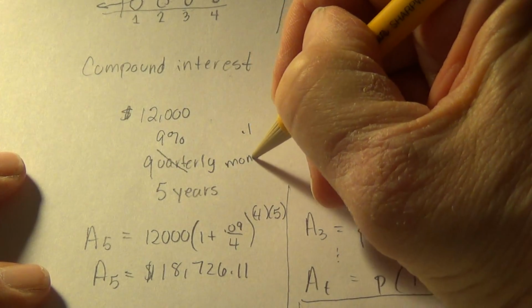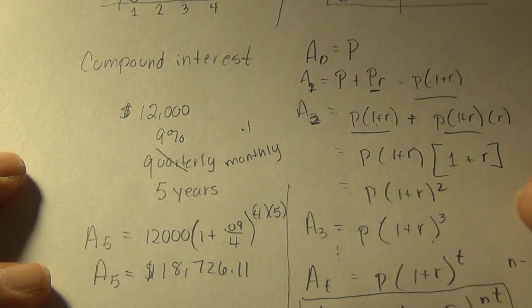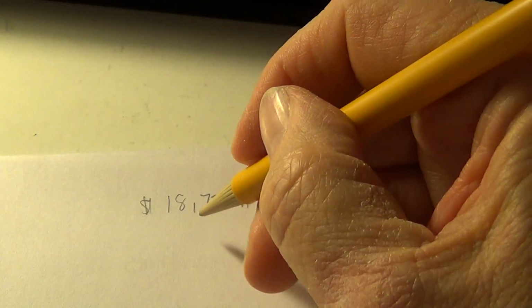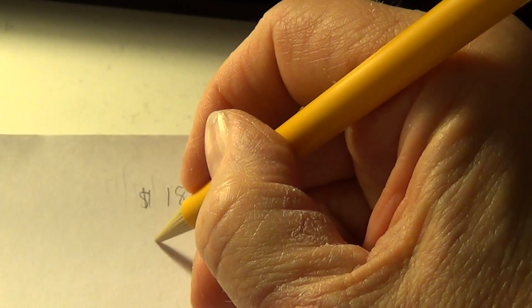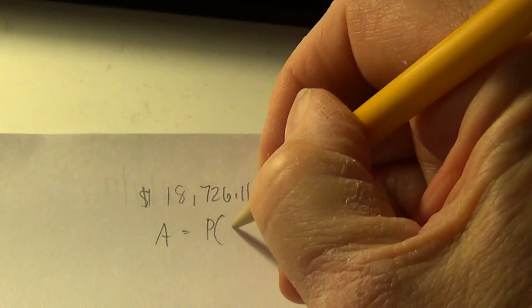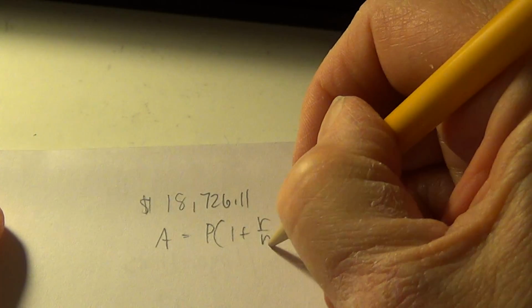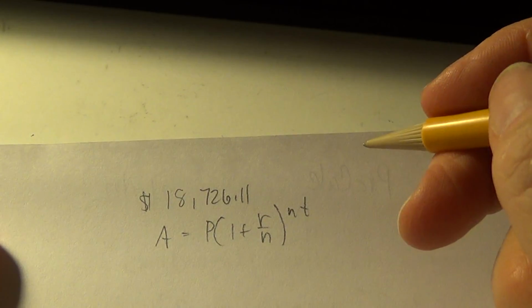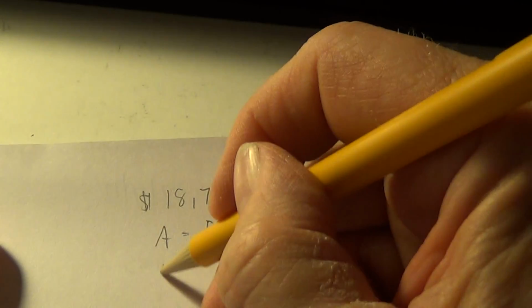All right, now I'm going to do the same calculation, but I'm going to change this to monthly. We're going to calculate it monthly. So let me flip over, find some more working space. So I had the amount of $18,726.11. So I'm going to do the same formula. A equals P times (1 + r/n) to the nt. And I'm going to this time say, what's the amount in 5 years again?